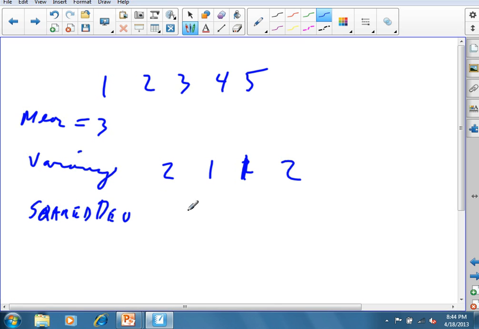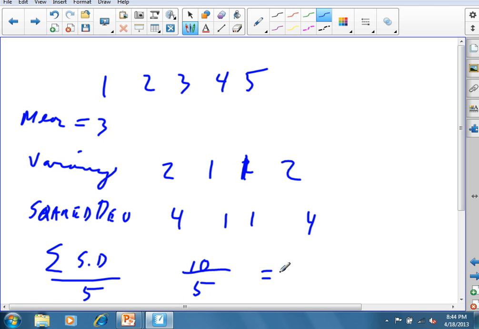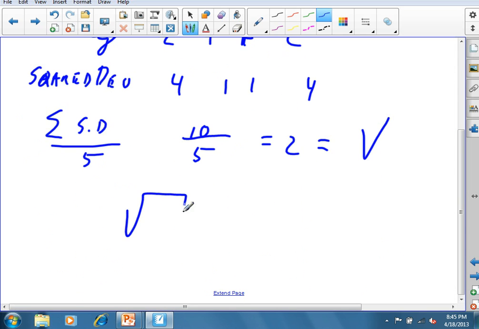So I'm going to square each of these and get 4, 1, 1, 4. And then I'm going to sum the squared deviations: 4, 8, 9, 10. And then I'm going to find the average of that, so I'm going to divide it by 5, and I'm going to get 2. I'm going to call this the variance, V. Then I'm going to take the square root of the variance, V, and call that my standard deviation, sigma, and the square root of 2 is 1.414.